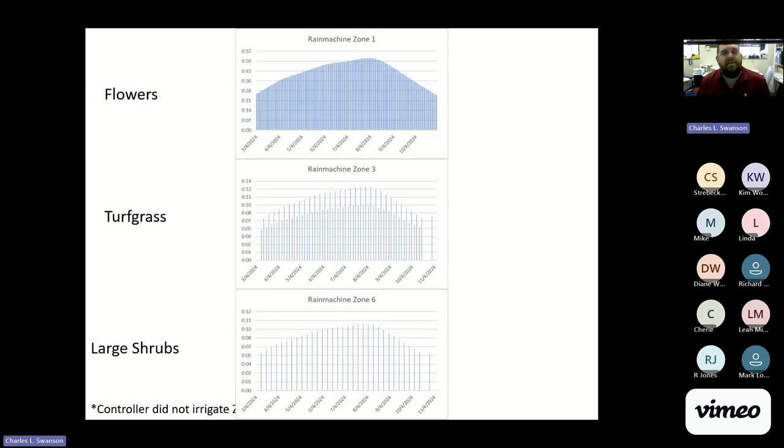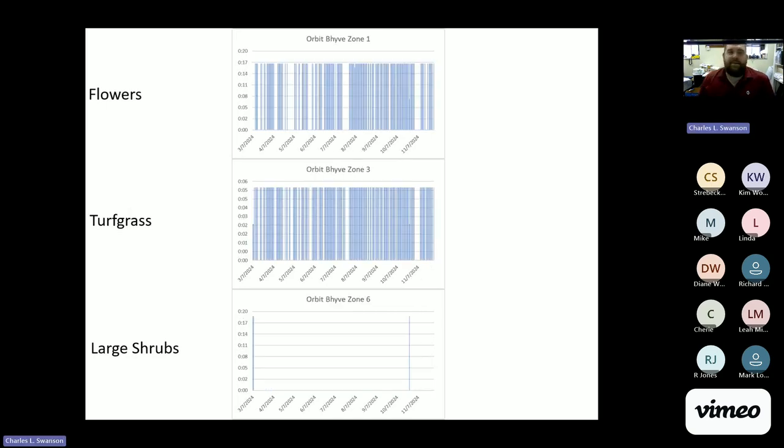Here we have the rain machine, very similar to what we saw with the Rainbird. We have this curve approach where the runtime increases into the peak of the summer in August and then decreases down. Okay, so that controller is making runtime adjustments. Here we have the Beehive controller, very similar scheduling approach to what we saw with the Hunter. Had the fixed runtime for the most part, and it just adjusted its frequency.